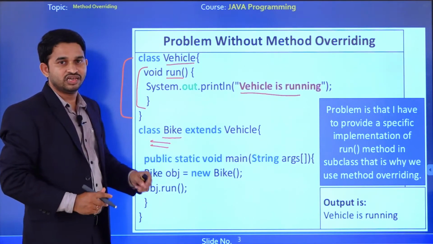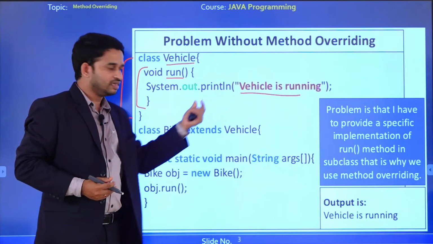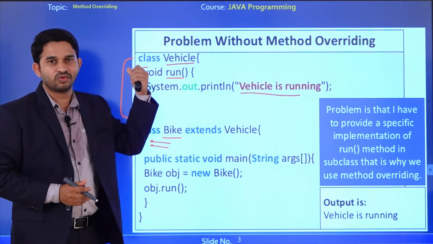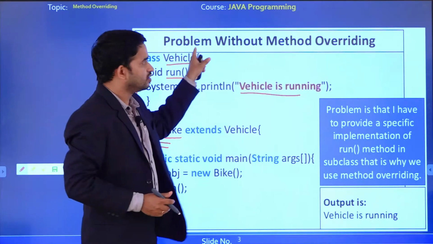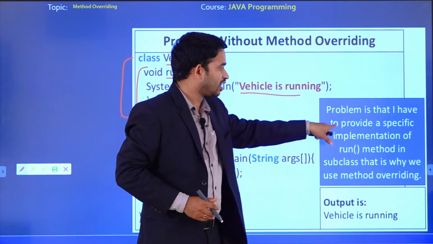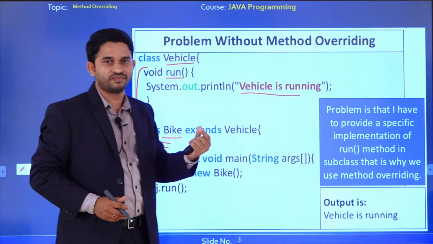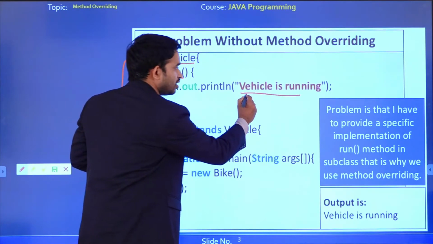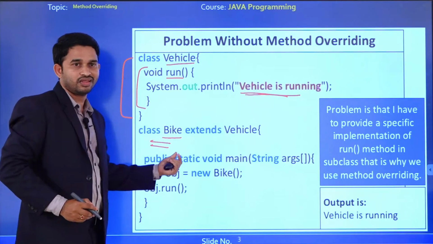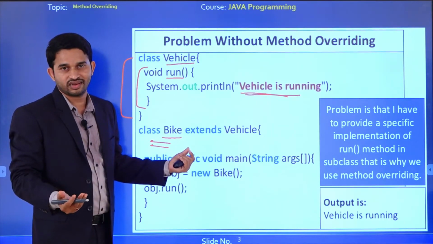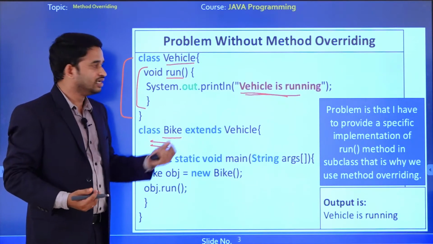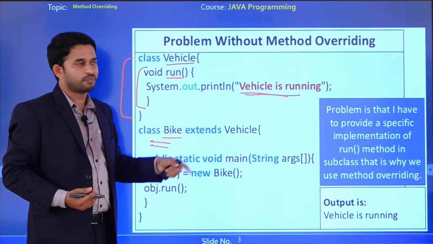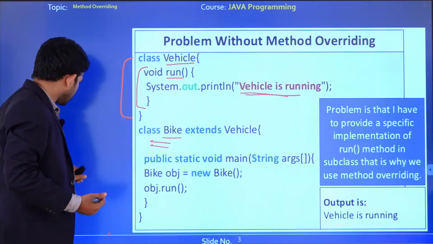Here the problem is, if you want to change this implementation in the Bike class, it is not possible. But it is possible with the help of method overriding. So that is the main problem without overriding. Here I want to provide a specific implementation of the inherited method. What is the inherited method here? Run. Here I have Vehicle is running. For example, we want to say the bike can move safely. If you want to implement that type of statement, it is not possible just by extending the properties of the superclass. It is possible with the help of method overriding.